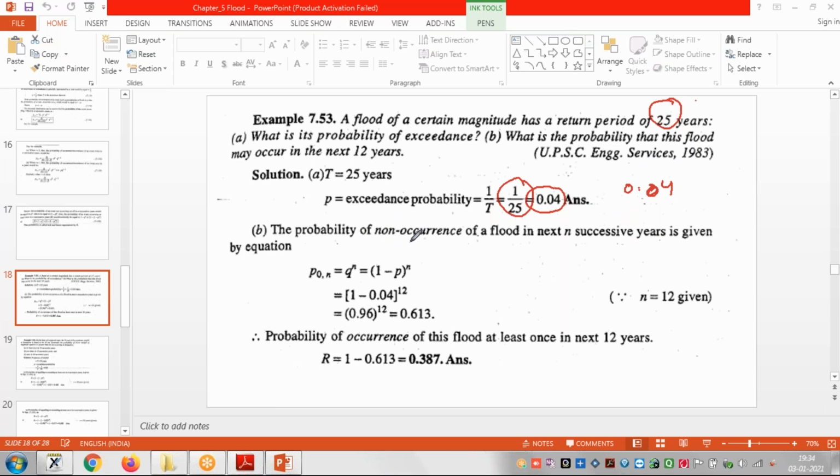Now next is the probability of non-occurrence. We had seen one formula, that the probability of non-occurrence Q is equal to 1 minus P, right? But here it is given probability of non-occurrence in the next 12 years. So 12 years means n is equal to 12. We will put n is equal to 12 and this value in our formula.